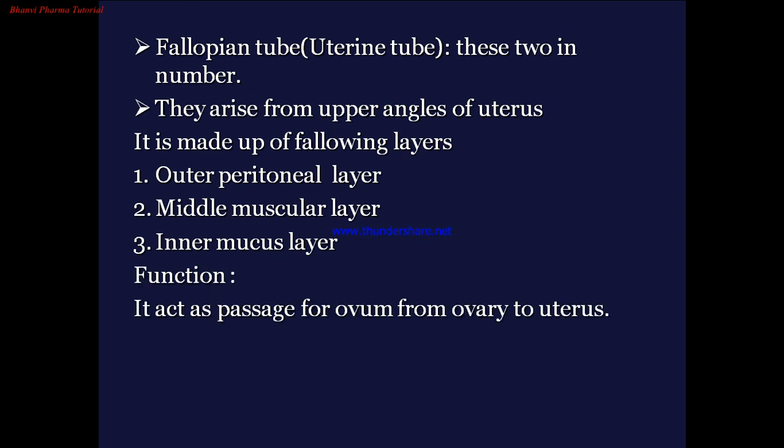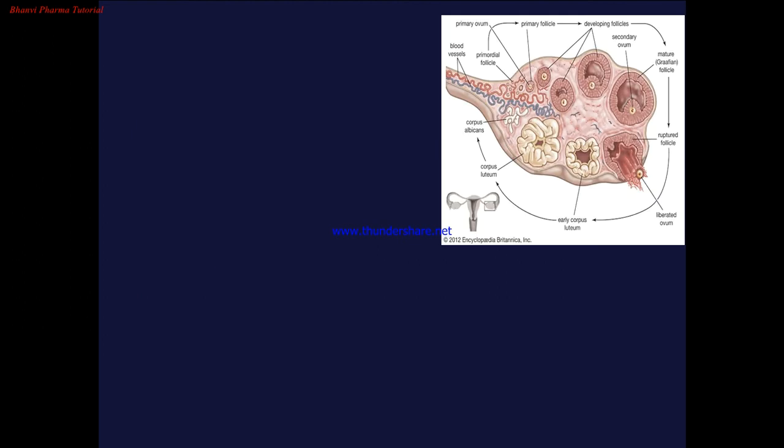What is the function of the fallopian tube? The fallopian tube acts as a passage from the ovary to the uterus. With the help of the mucous layer, the ovum is transported from the ovary to the uterus.